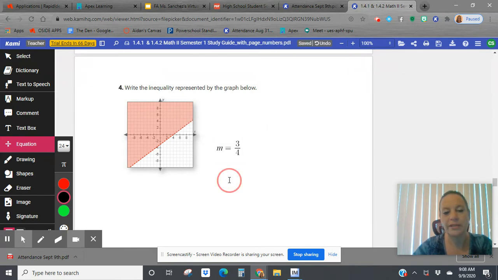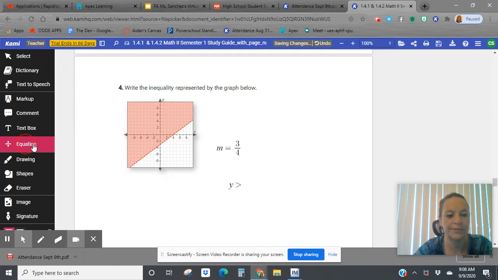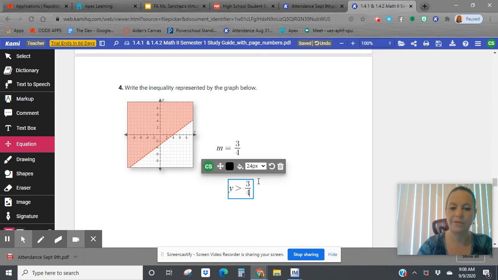This time when I'm writing this inequality, I have to use a sign of less than or greater than, and it's a dashed line, which means there's going to be no equal to bar. So since it's shaded up, I want the greater than symbol. And then we just put in our mx plus b. So 3/4 x minus 3.